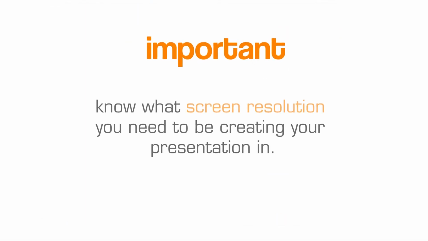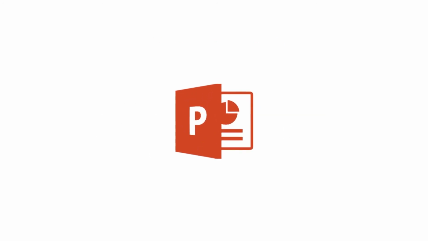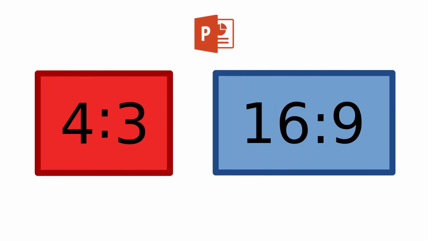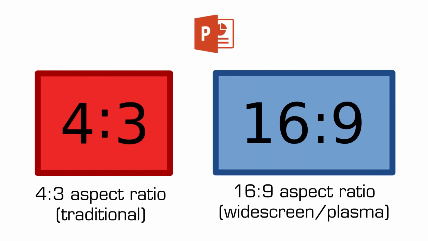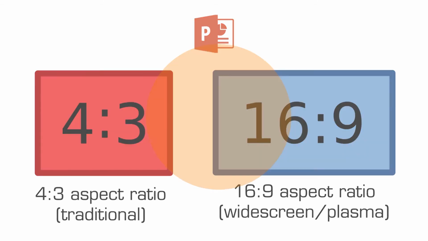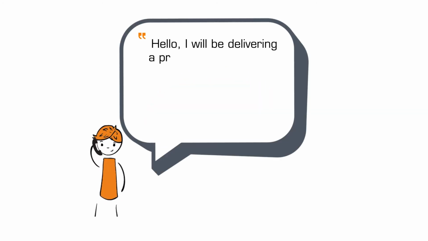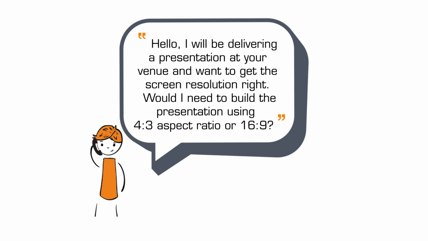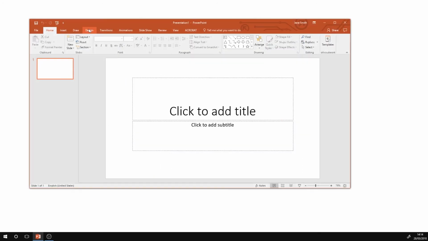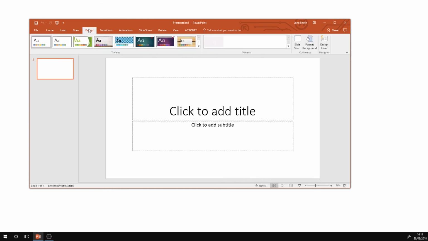It's also really important to make sure you know which screen resolution you should be creating your presentation in. Your document will look vastly different if you've designed it on the traditional 4:3 aspect ratio and the venue uses a widescreen projector or plasma screen, which are 16:9 aspect ratio. You don't want all your nice circles looking egg-shaped. The best thing to do is contact the venue ahead of time and clarify which resolution you need to work to and build your presentation based on that. Once you've done that, you can choose the correct slide dimensions before you start creating your presentation.